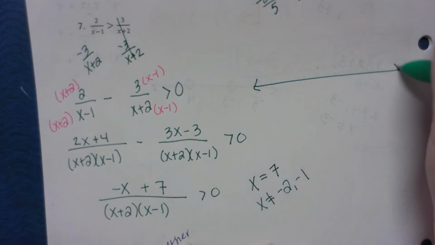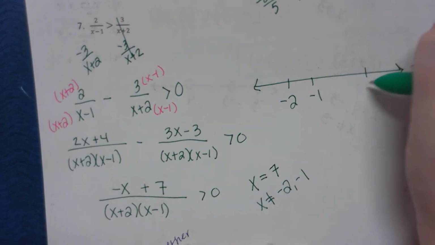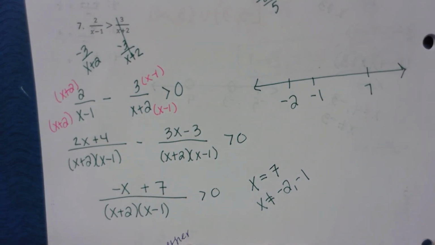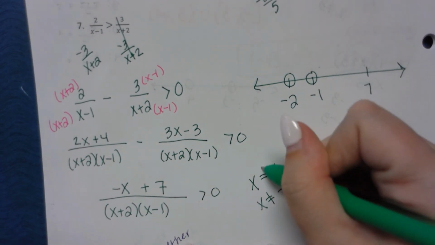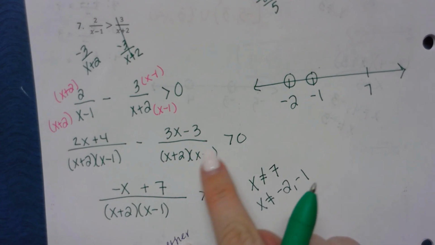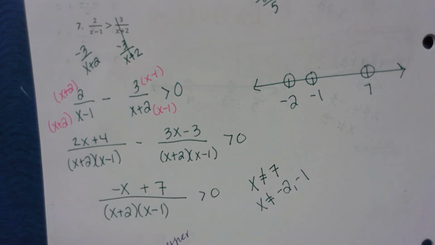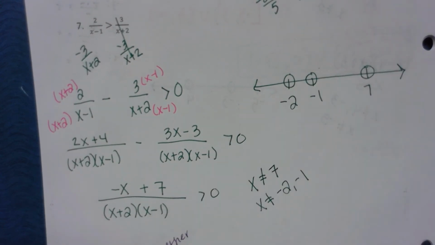So then on my number line here, we're going to have negative 2, negative 1, and 7. Now it cannot equal negative 2 or negative 1. And in this case, it also cannot equal 7 because it's strictly greater than, so they all have to be open circles. So, just like the other ones, finish finding your positives and negatives, write your answer, and then check your answer on the answer key.